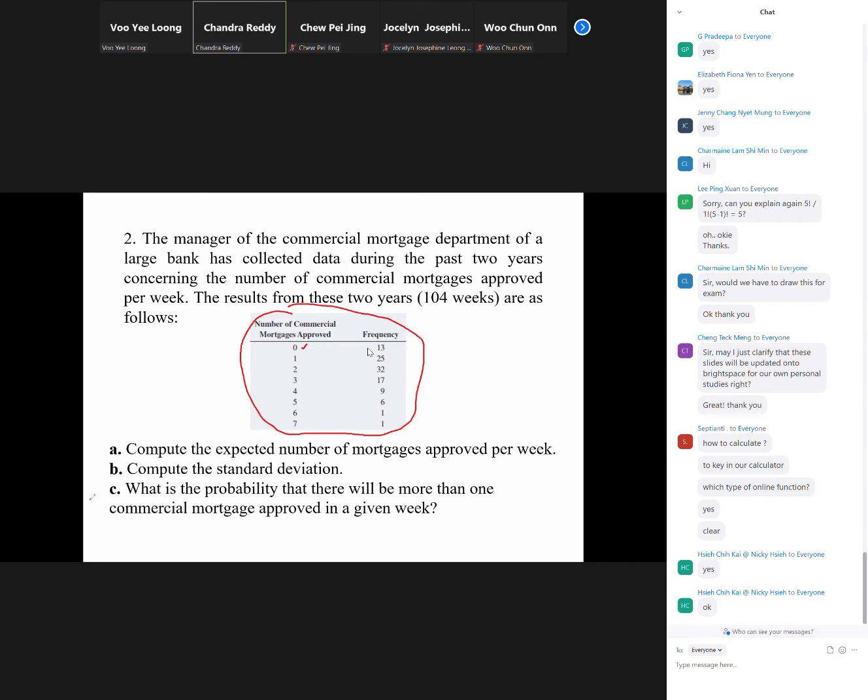Now from this data, for this distribution, you're asked again the same things: compute the expected number of mortgages. So that means you're asked to calculate the mean of the mortgages approved in a week. Then you're asked to calculate the standard deviation for this data. Then what is the probability that there will be more than 1 commercial mortgage approved? So that means you need to calculate the probability of X greater than 1.